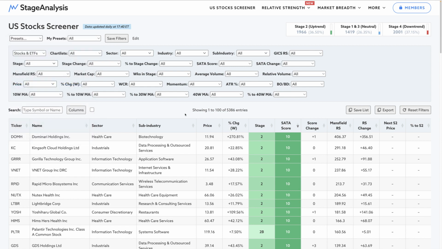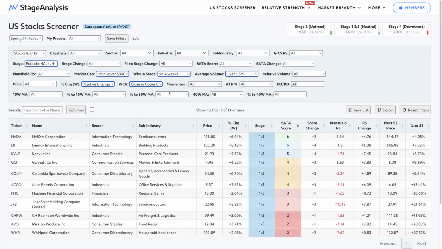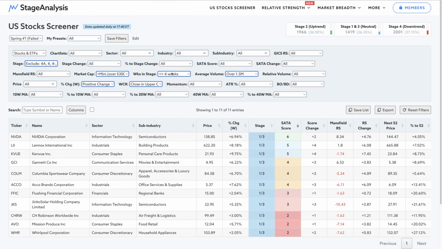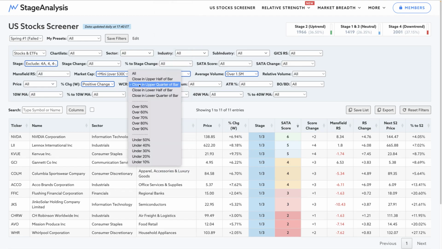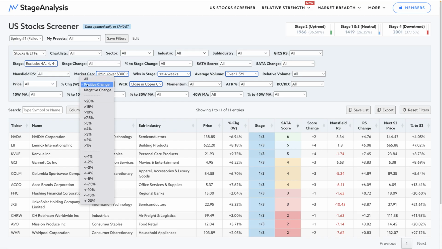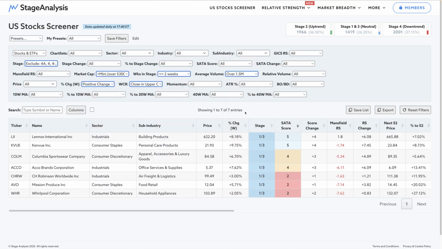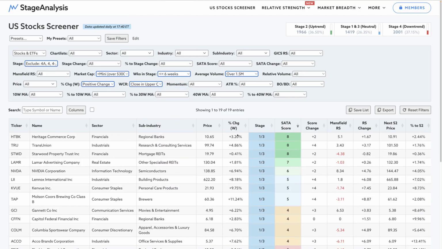Again, this is just a starting scan. You can once again use the presets here, and you can take it back down to 2 weeks, you can take it up to 6 weeks, etc. So you can see with 4 weeks we've got 11 results with a weekly closing range in the upper quarter of the bar. We've got a positive change, average volume over 1.5 million for the week. So if we took it down to 2 weeks, that drops off to 7, etc. And as you start to move up, you get more and more. So it's just a starting scan.